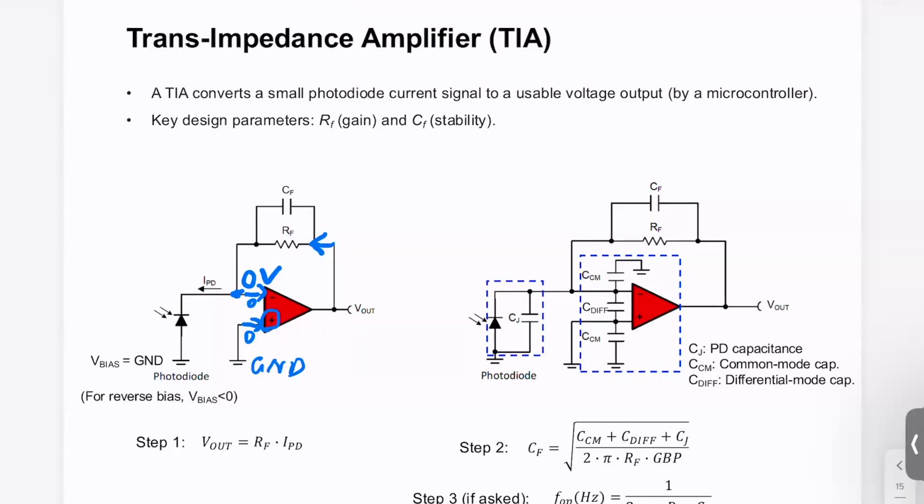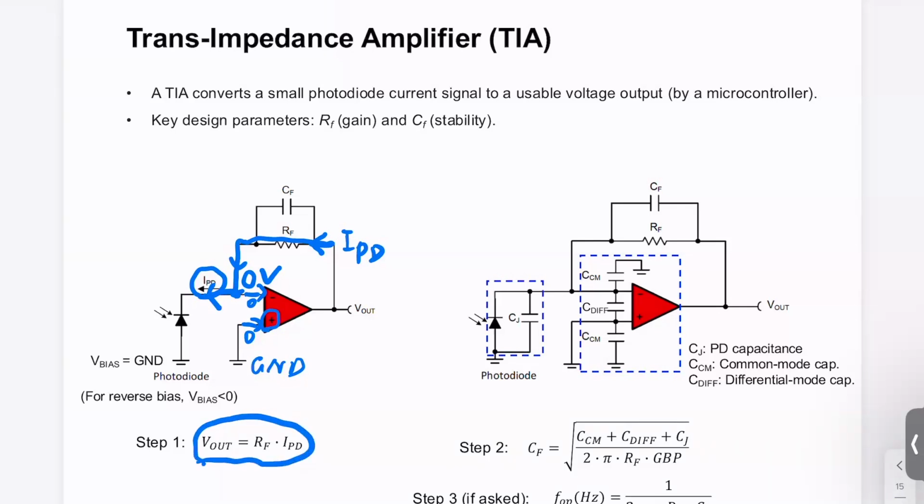Okay, then let me ask you, what's the current flowing into your RF? We know the photocurrent here is IPD. Then what is the current of your resistor here? Also IPD, because your current is going this way, and there's no current into your op-amp. So the current of your resistor is IPD, so that gives your output voltage.